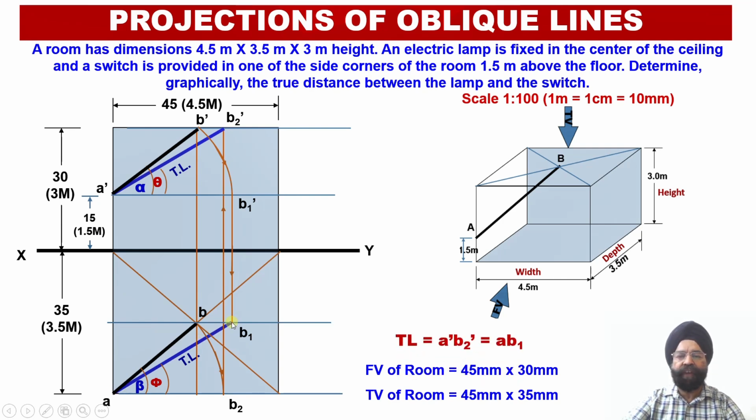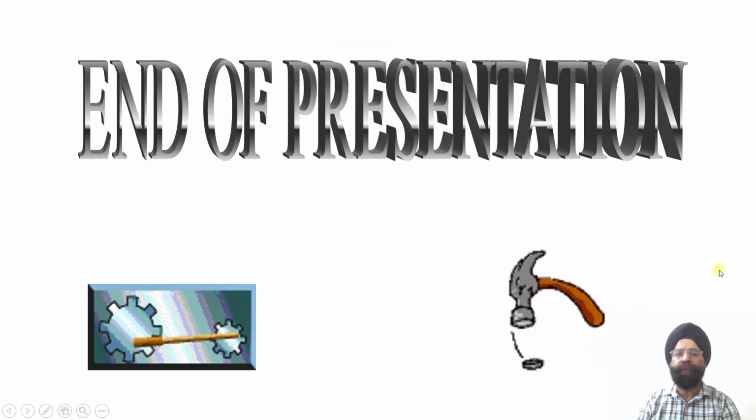So the accuracy of this problem will be validated only when the true length in the elevation, that is A dash B2 dash, is equal to the true length of the line AB1 in the plan. So once we have evaluated this true length, we have been successful in evaluating the true distance between the lamp and the switch. So this is all for today.